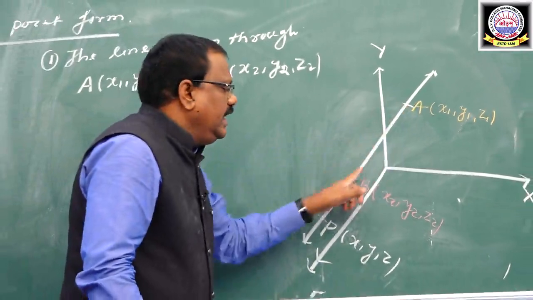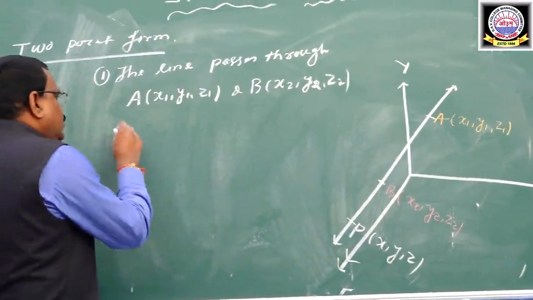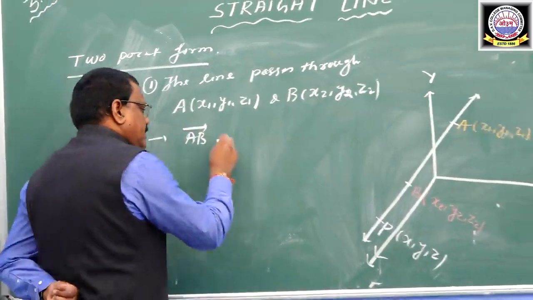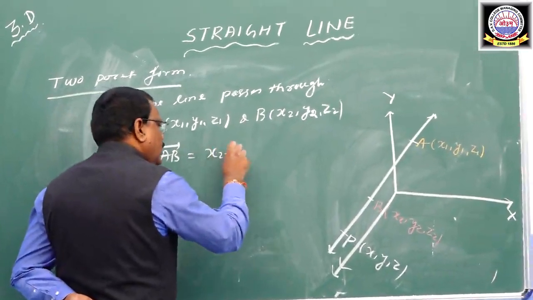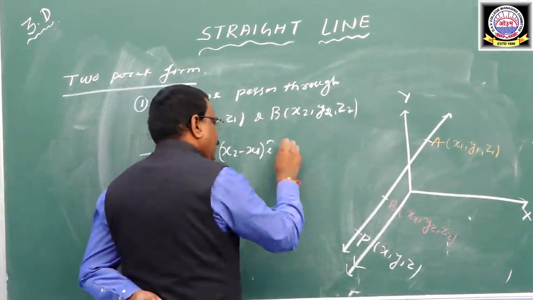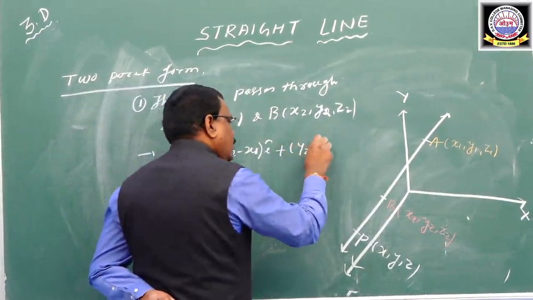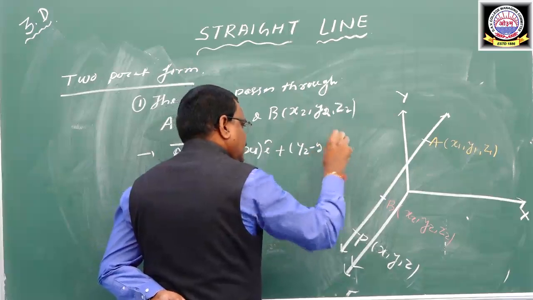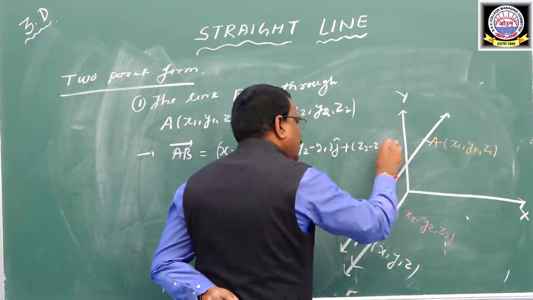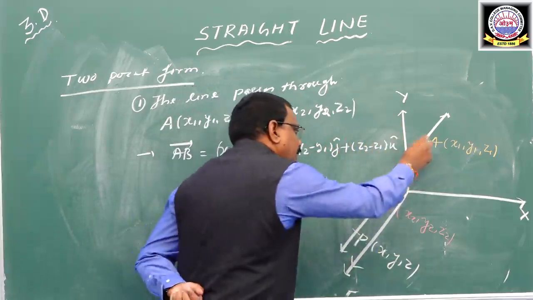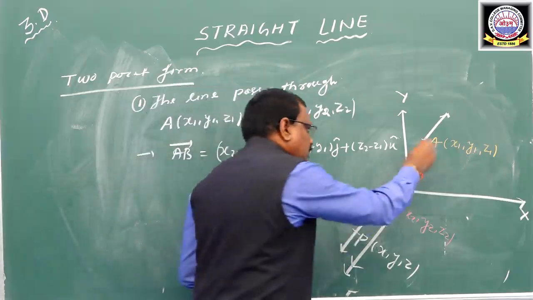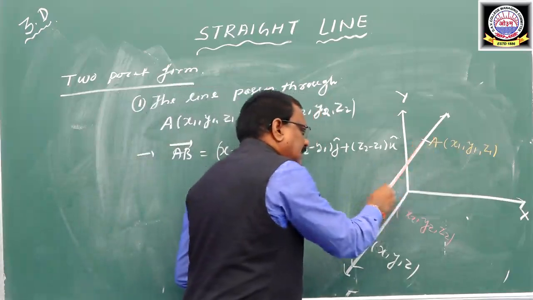And if you join AB, AB will be a vector. So what is the name of this AB vector? It is x2 minus x1 i plus y2 minus y1 j plus z2 minus z1 k. So AB is a vector. AB is a vector on the line.